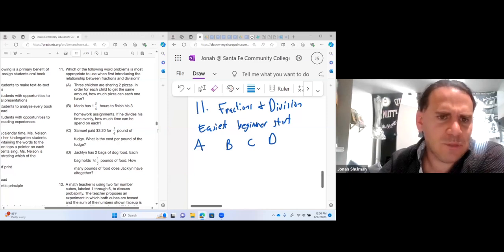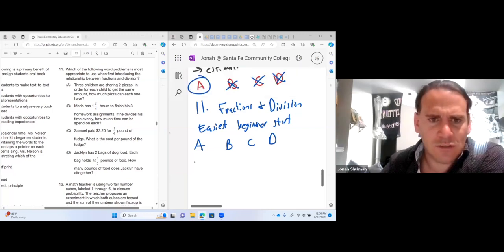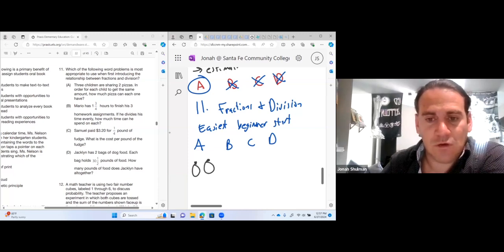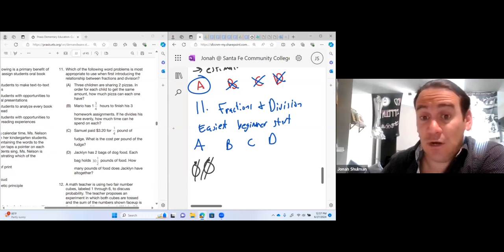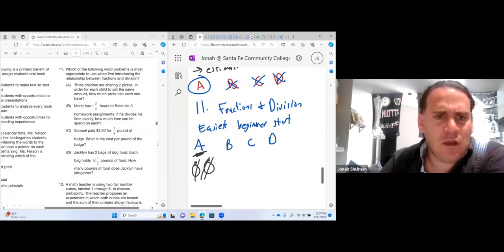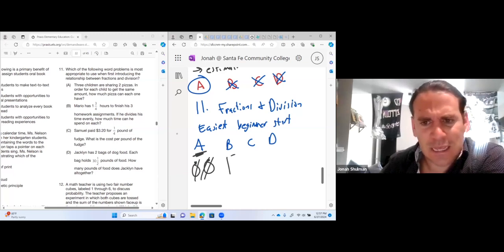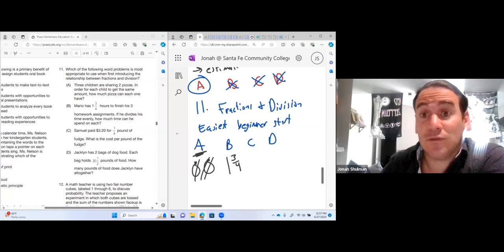Three children are sharing 2 pizzas. In order for each child to get the same amount, how much pizza can each one have? So we have 2 pizzas and 3 students sharing them. Can we cut this into 1, 2, 3 amounts? To me, this sounds like the easiest one to do. I like A already, but I'm going to look at the rest of them. Okay, so B already has a mixed number. That's something I would not do first.